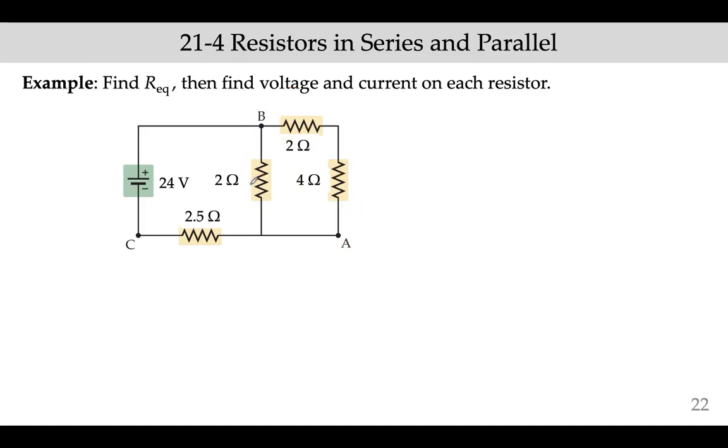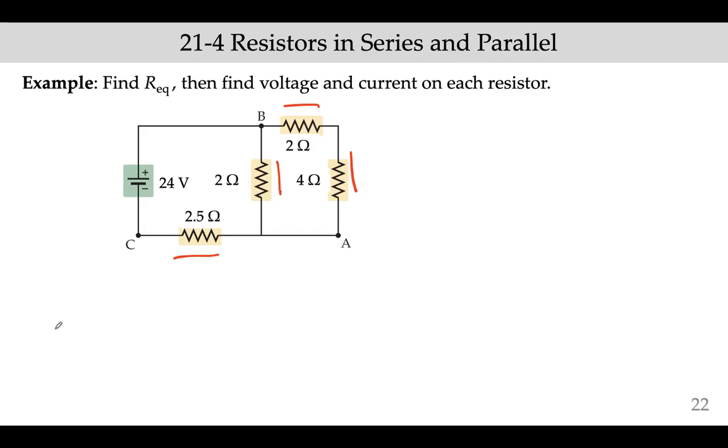So what I mean here is this 2, 2, and 4 are not in series nor in parallel with this 2.5. But if you replace all of them with just one single resistor, that equivalent resistor will be in series with this 2.5 ohms. Now we want to find the voltage and the current on each resistor.